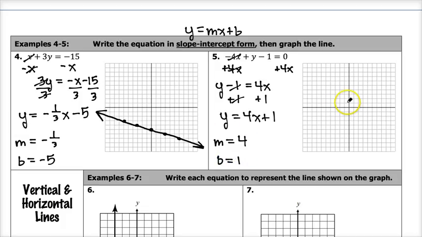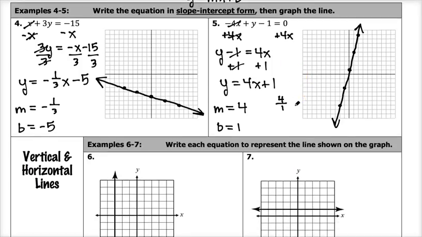So to graph this, I'm going to start at 0, 1 on my y-axis. Since my slope is 4, again, that's a rise of 4 and a run of 1, I can go up 4 and right 1, and up 4 and right 1 again, or I can go down 4 and left 1. Again, pay attention to the sign of your slope. Make sure you know, since this is a positive slope, your line should be increasing, and this is increasing. Okay, so that's graphing and changing to slope-intercept form.